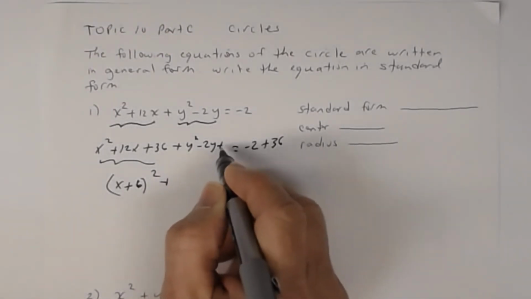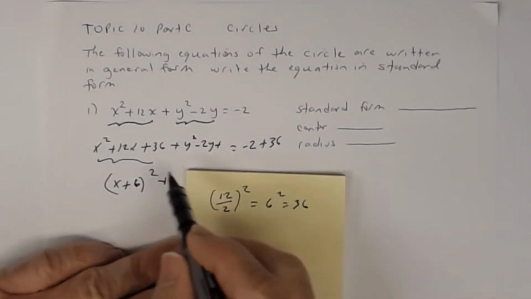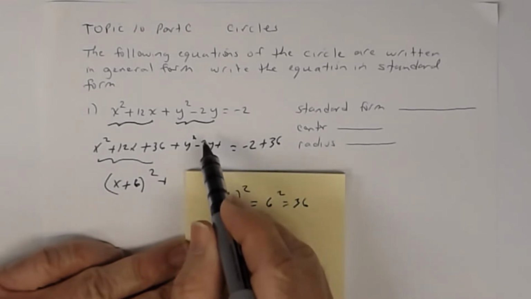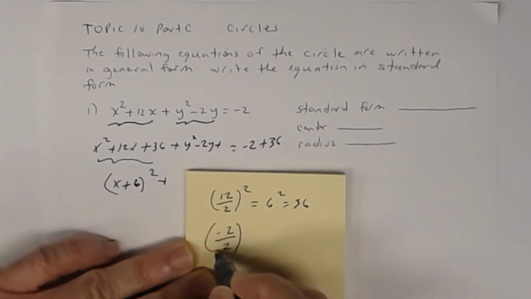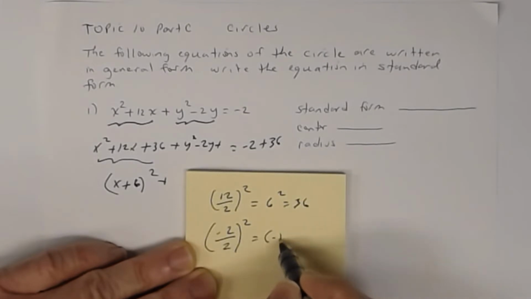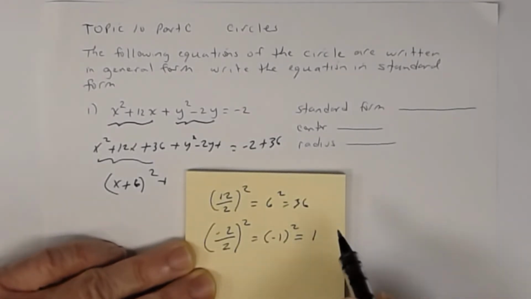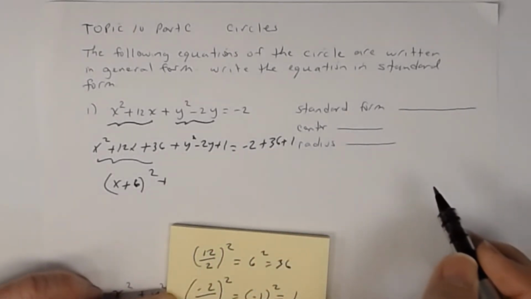All right, so let's talk about what we're going to add here. So just like we did with the x's, you take the coefficient of y, which is negative 2, you divide that by 2, and then you square. So negative 2 divided by 2 is a negative 1. Negative 1 times itself is a positive 1. So we're going to add 1 to both sides.